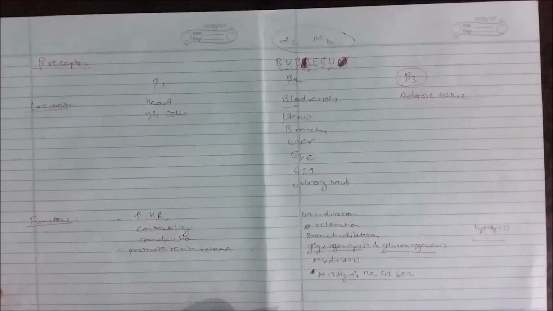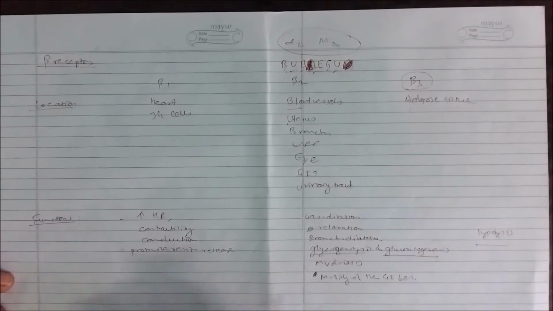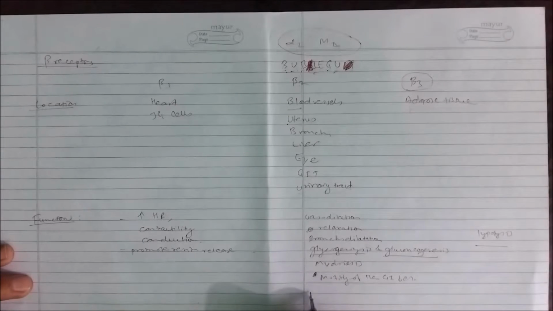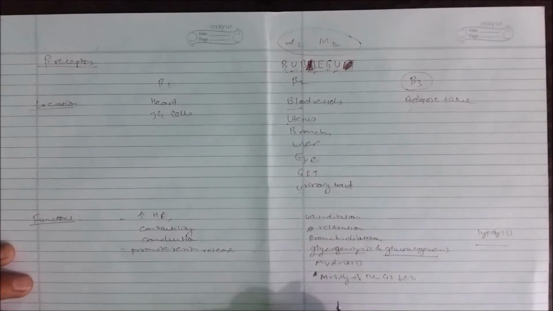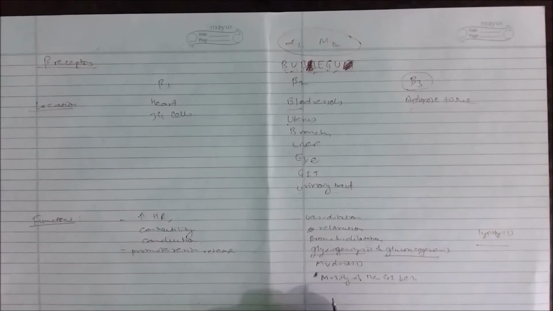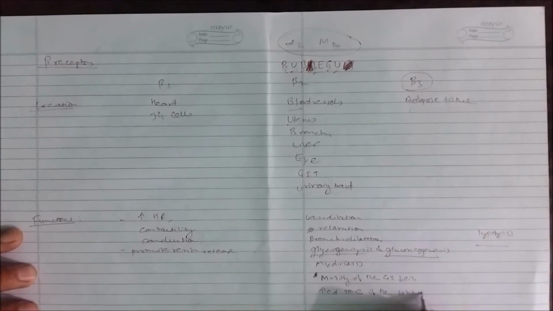Now what is the function of beta 2 in the urinary tract? In the urinary tract, it causes increased tone of the sphincters.